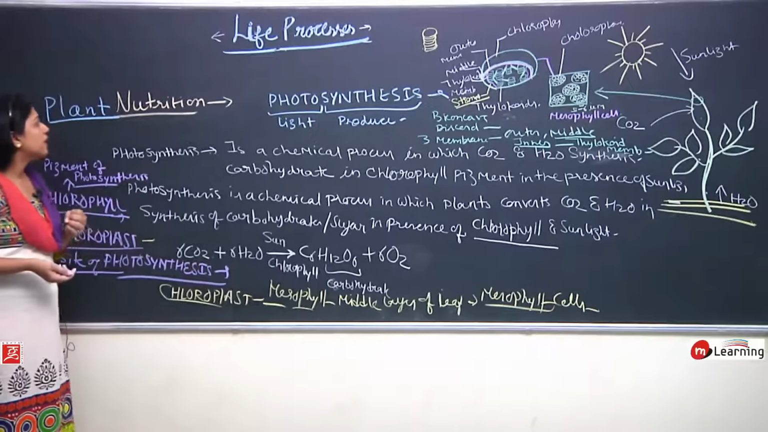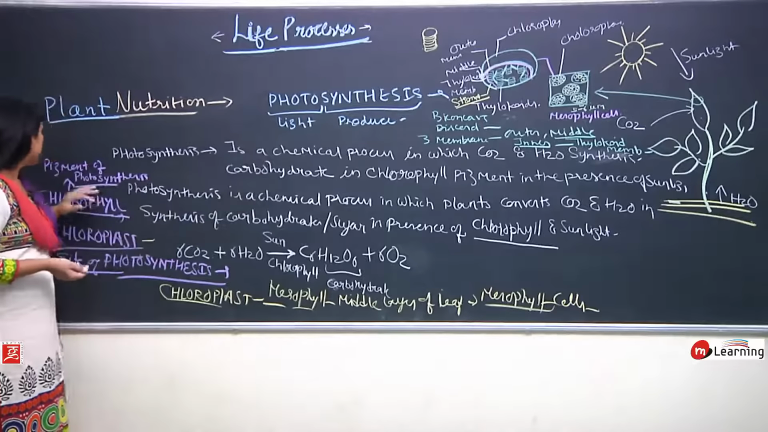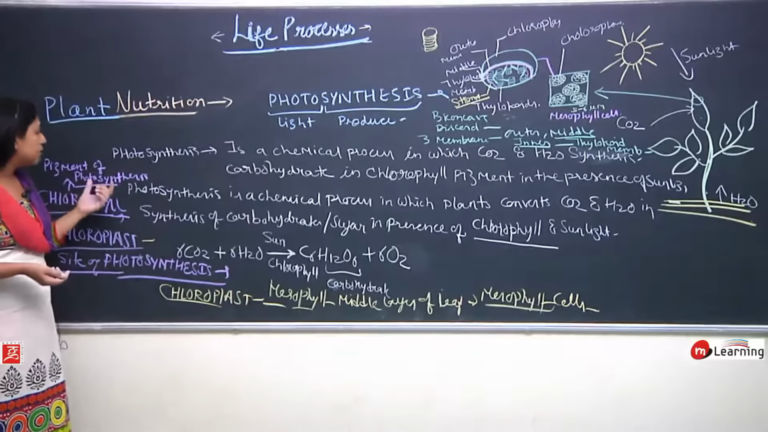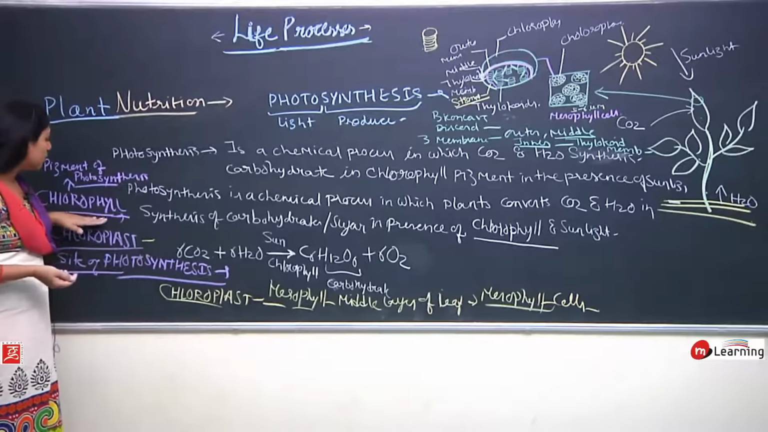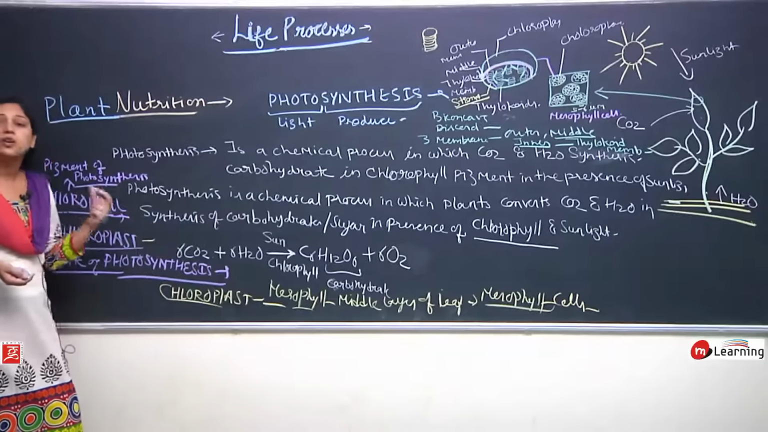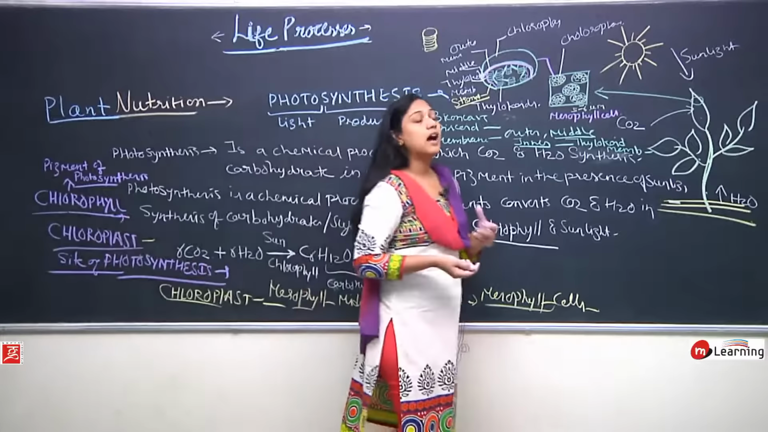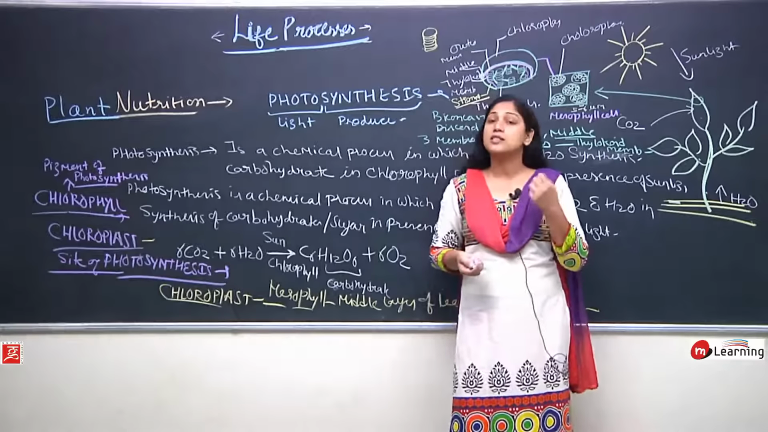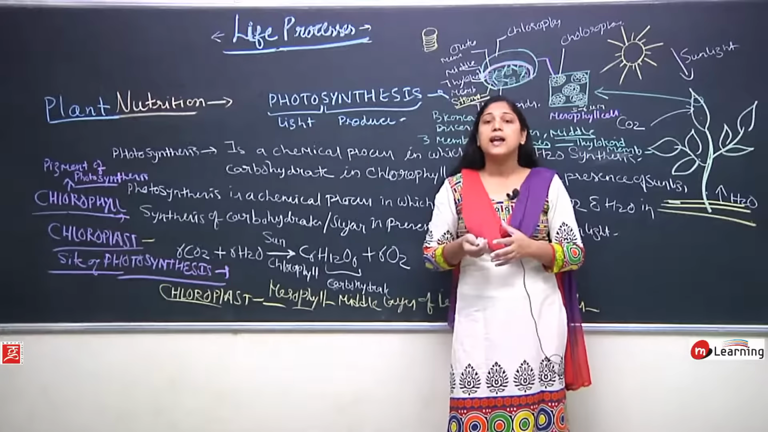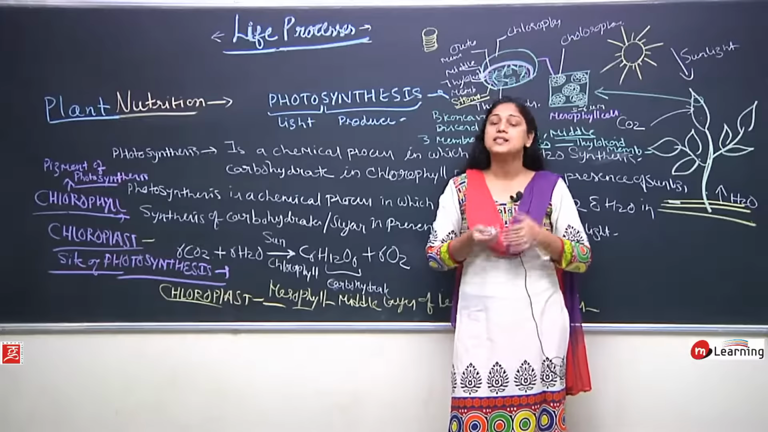So in this way we have seen the plant nutrition, which is the photosynthesis process, and then we have seen the pigment of photosynthesis, which is chlorophyll. Then we have seen the site of photosynthesis, which is the chloroplast organelle, and in this way we have seen how a plant synthesizes its own nutrition, and now we will see the mechanism of photosynthesis in detail.